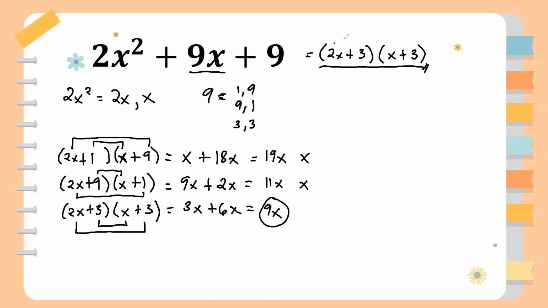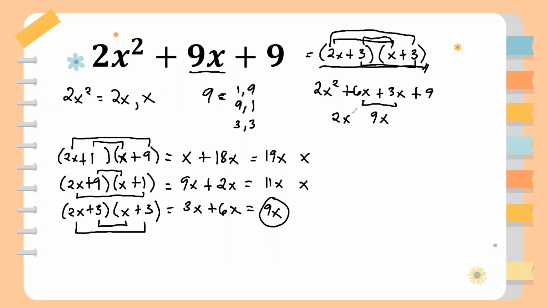2x times x, that is equal to 2x squared. And then outer, 2x times 3, that is equal to 6x. Inner, 3 times x, that is equal to 3x. Last term, 3 times 3, that is equal to 9. Now, since parehas lang naman yung ginawa natin dito, nag-equate siya sa 6x plus 3x, that is equal to 9x. Ibig sabihin, tama yung nakuha nating factored form.